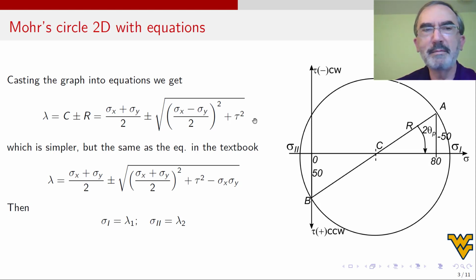You don't have to remember it. And it will give you exactly the same answer. And now this equation is simpler, but it's the same as the equation in the textbook. This is the equation in the textbook, which I dislike, because I cannot remember. I don't remember the signs. I'm sure I'm going to make a mistake. Why is there all this stuff?